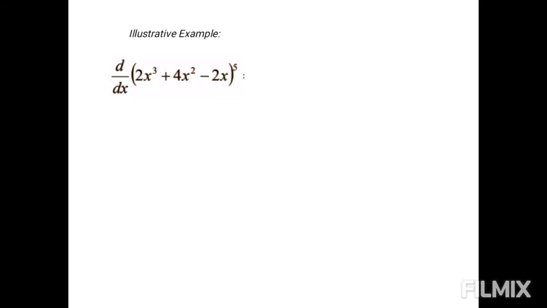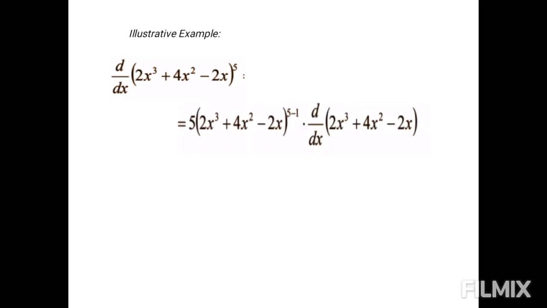Let's try to have another example. We have to find the derivative of the quantity 2x cubed plus 4x squared minus 2x, raised to 5. Since we already have the exponent 5, the first thing we need to consider is this exponent 5. We put it here, multiplied to our given quantity 2x cubed plus 4x squared minus 2x, and then we need to subtract 1 from the given exponent.